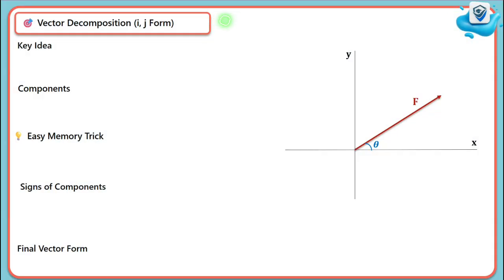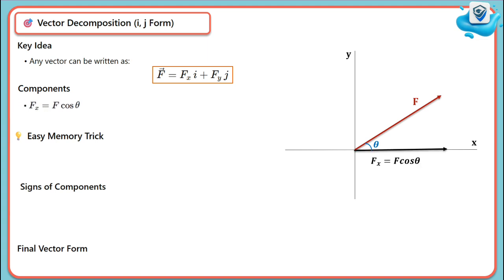Now, let's express vectors using I and J notation. Any force vector can be written as F equals Fx I plus Fy J. Here, I represents the x direction and J represents the y direction. To find the components, we use cosine and sine. Fx equals F cosine theta and Fy equals F sine theta.